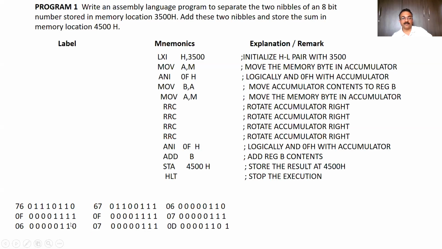And the first nibble, we have already stored in B. So that nibble we add to accumulator by using the instruction ADD B. So when you write ADD B, the contents of register B are added. What are the contents of register B? 06, which we have already moved to B. So 06 will get added to 07 in accumulator and the result is stored in accumulator. So after this ADD, you will get the result, which is nothing but 0D.